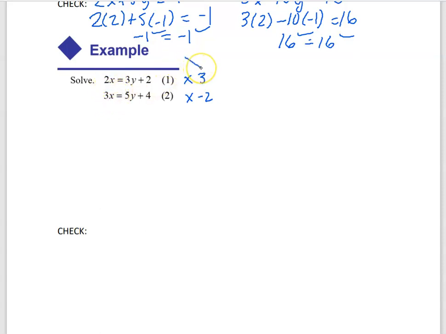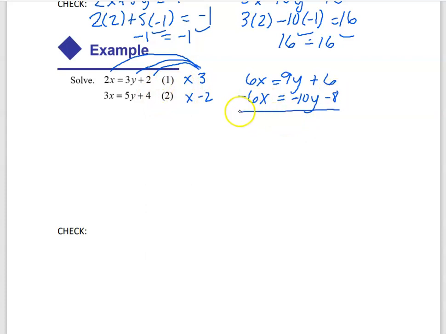So I'm taking this 3 and multiplying it by every single thing over here. So 3 times 2x is going to give me 6x. So then we have our equal sign. 3 times 3y, 9y, and 3 times 2 is 6. Then we're going to do the same thing with our negative 2. So it's going to be negative 6x. And then we've got negative 2 times 5y, which is negative 10y. And negative 2 times 4, which is negative 8.